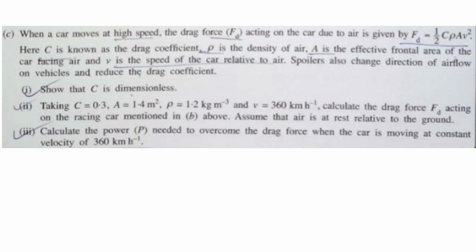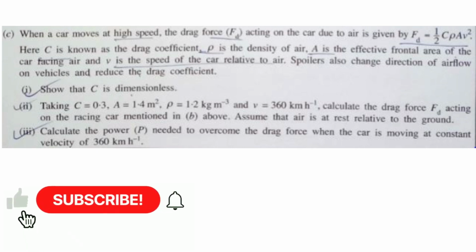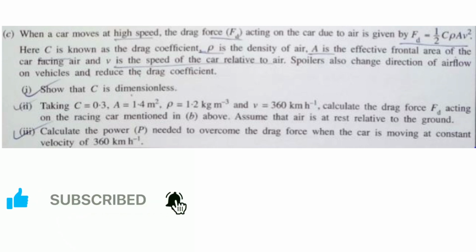Then part 3. When the car moves at a high speed, the drag force Fd acting on the car due to air is given by Fd equals half C rho A V squared. Here C is known as the drag coefficient, rho is the density of air, A is the effective frontal area of the car facing the air, and V is the speed of the car relative to the air. Spoilers also change the direction of airflow on vehicles and reduce the drag coefficient. Part 1. Show that C is dimensionless.